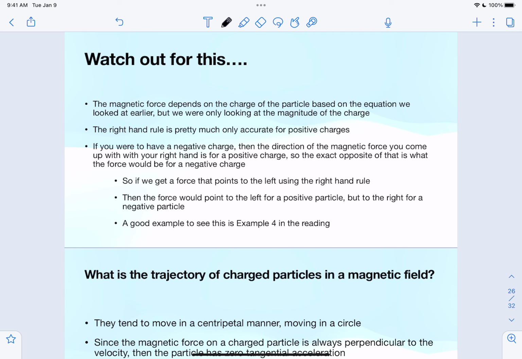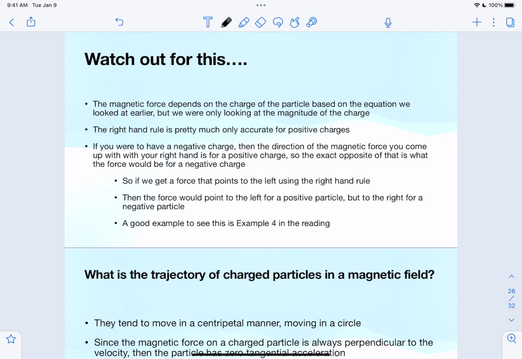I don't know. Let's say you were trying to find the velocity of the particle. Let's say you know that the magnetic force is pointing to the left, and the magnetic field is pointing away from you, right? Or pointing towards you, my bad. So out of the page, towards you.